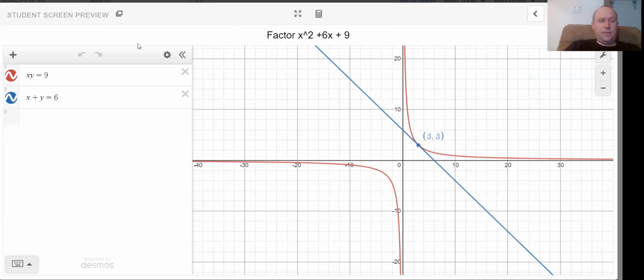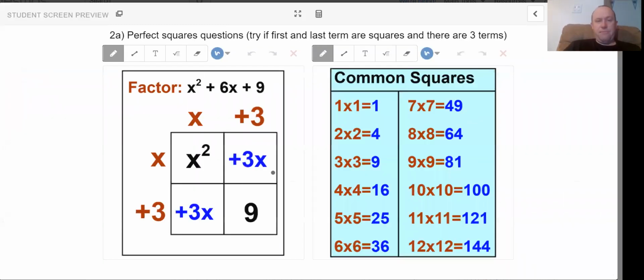Could use desmos as well. That last number is 9. I'm trying to add together to get the middle number, which is 6, and you'll also see that it's 3 and 3. And you can fill in those 2 terms here with the x squared and 9 that you already know, and then you can take the answer from there as well.